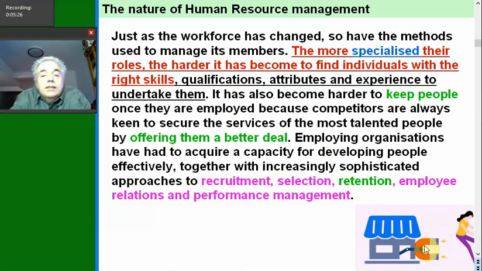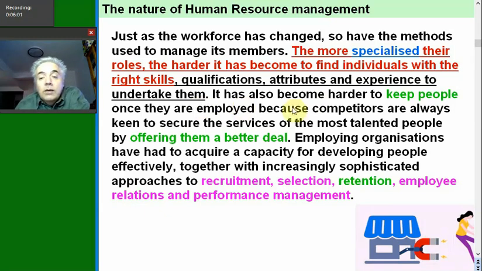So just as the workforce has changed, so have the methods used to manage its members. The more specialized the roles, the harder it has become to find individuals with the right skills. So the more specialized you are, the fewer people there are, the more rare to find those people, right? So the more specialized, you can even charge more to provide a job in that skill area. So qualification, attributes, and experience to understand them.